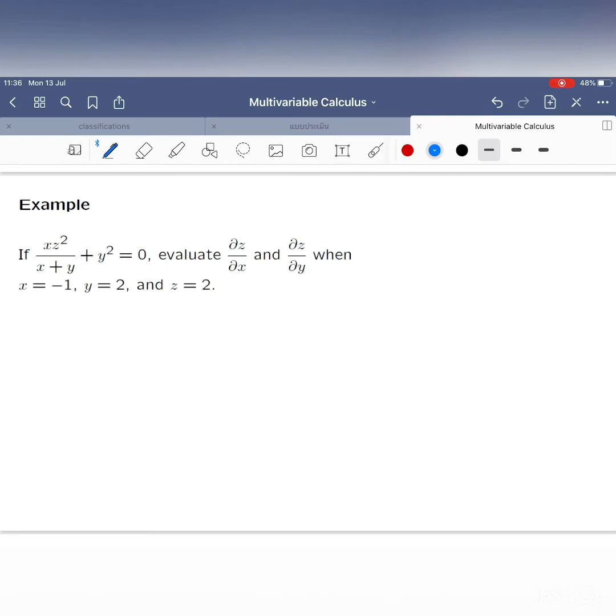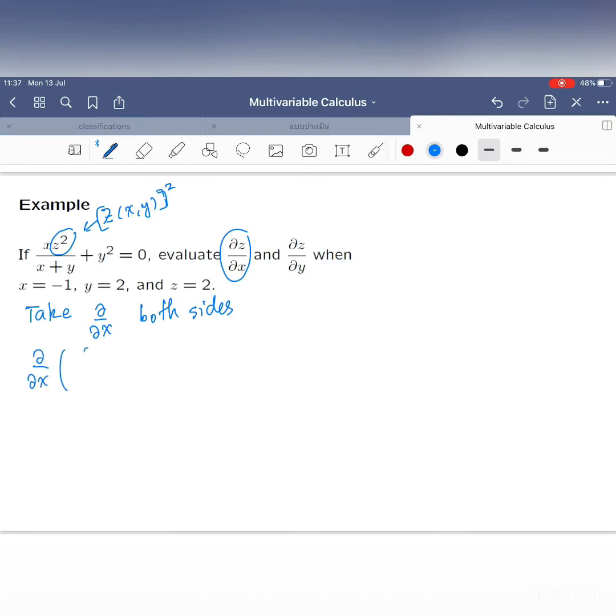For example, let's look at this one. We're going to look at this one as z of x, y, and then square, as a function of two variables x and y, then square. But we don't really know what the formula for z is. If we want to find dz by dx, what we are going to do is take d by dx of both sides. We just simply take d by dx of both sides.